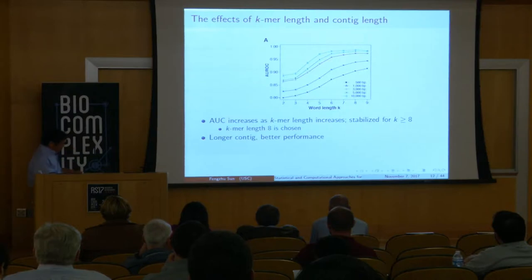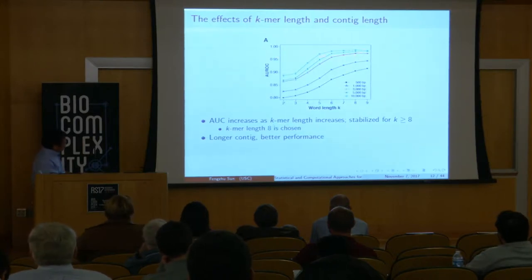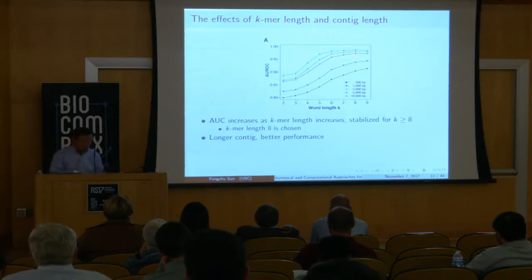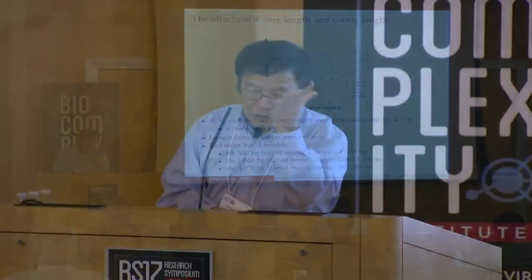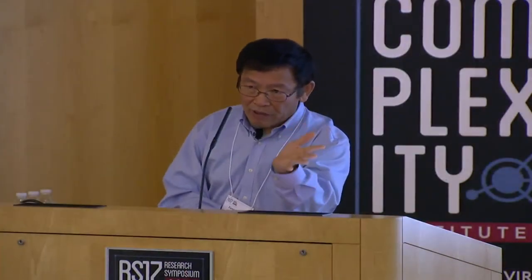Okay, so then you just get this one, and we are happy about this. Here the AUC score, if you get to 3,000, you get to around 0.96 or something, and that's quite good. Okay, so now we also see that you can learn different models using 500, 1,000, you can learn different models.